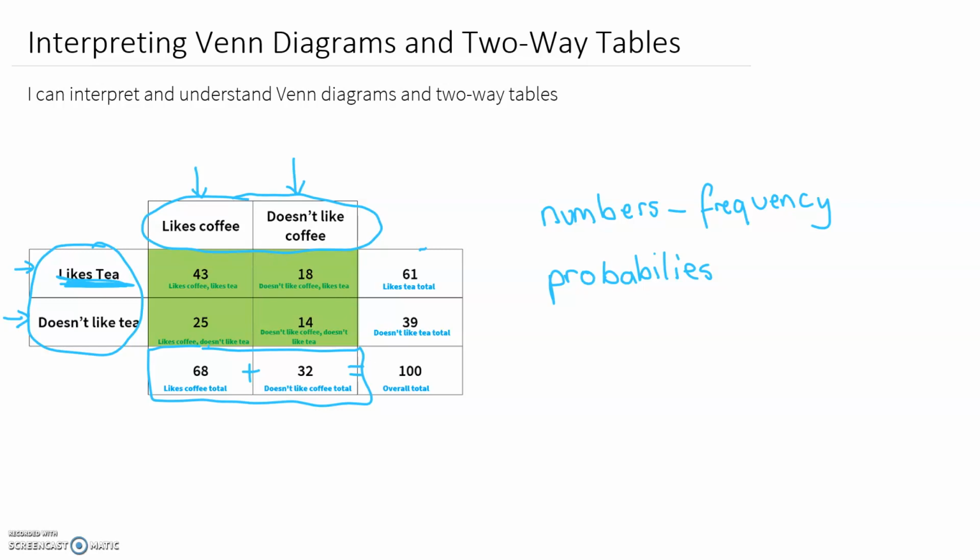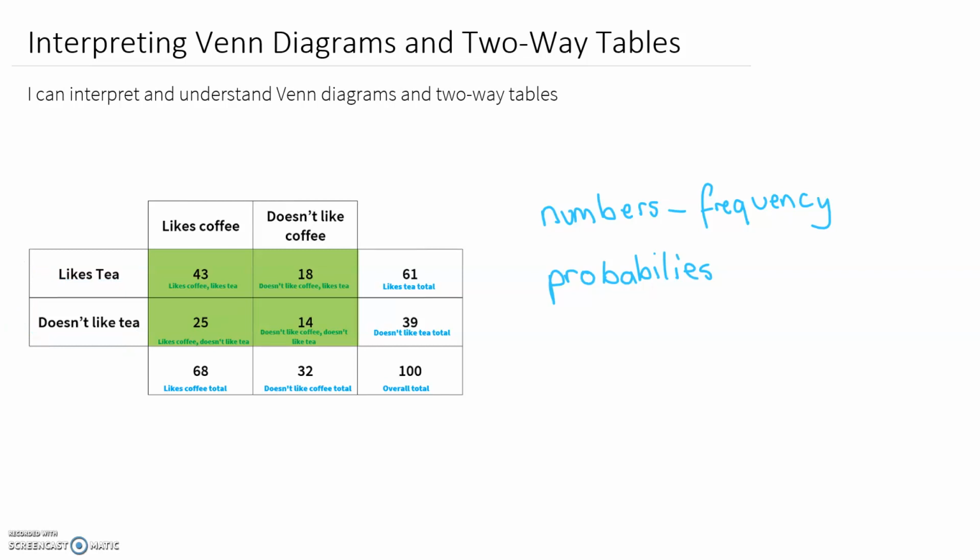Sometimes people get a little confused when they're doing that. We'll do a quick example later on in the video on how to fill in blanks, but it basically just boils down to checking that these two numbers are going to add up to this. These two numbers add up to this, vertically, horizontally, everything adds up together. So that's a two-way table. Let's have a look at a Venn diagram.